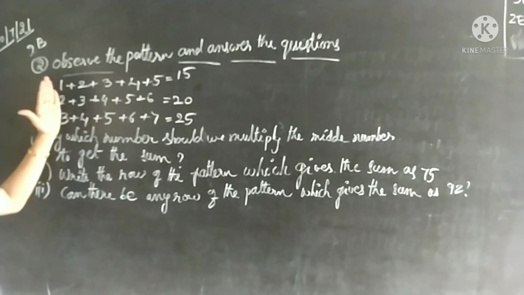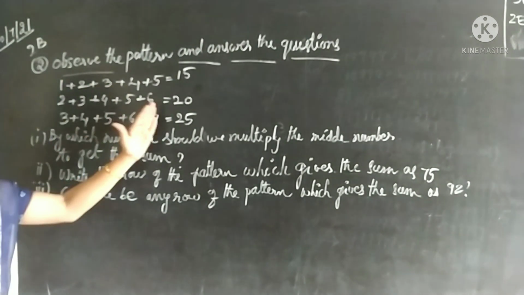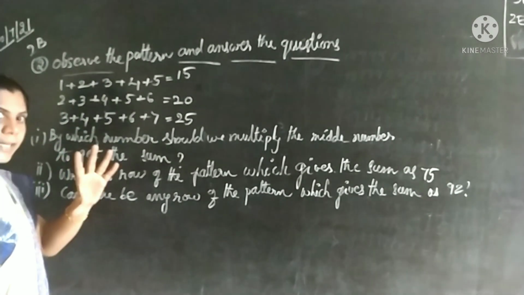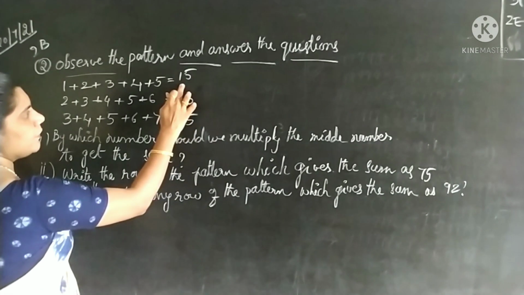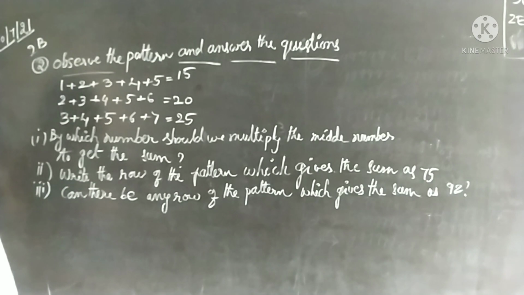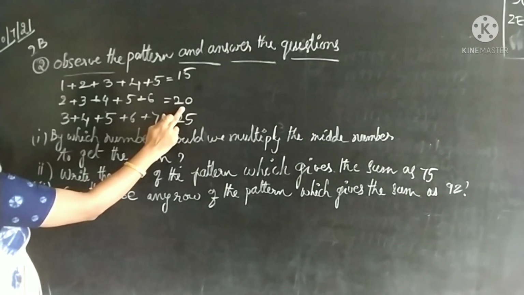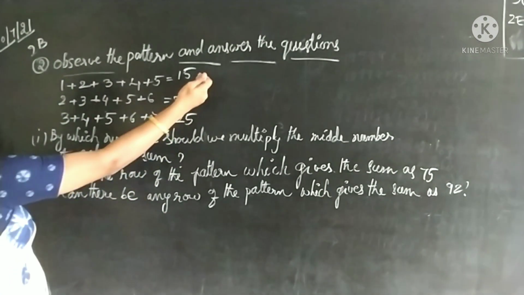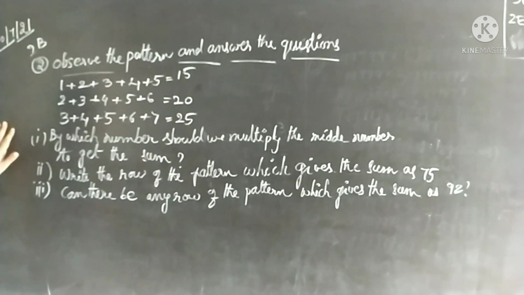Just we are leaving one number, adding one number, and like that we are adding only 5 numbers here. Each and every time we are adding 5 numbers. And here we are getting 15, 20, 25. If you observe this result here, these are the multiples of the 5 table only. 5 3s are 15, 5 4s are 20, 5 5s are 25, right? So these are the multiples of the 5 table. Now see the questions, what they are asking.